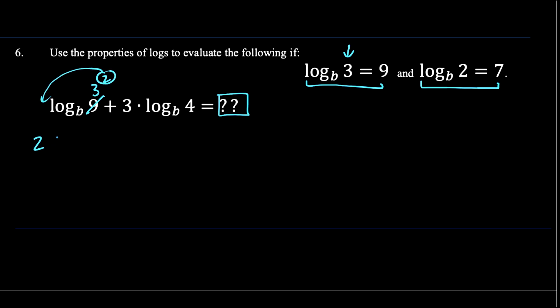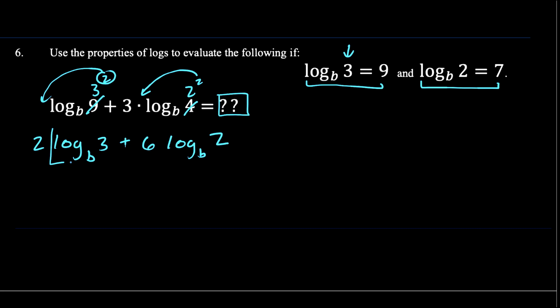So we'll have 2 log base b of 3. We know the answer to that. And then next up we have log base b of 4. We're going to do the exact same thing here. We write 4 as 2 squared, and that 2 can come out front. So it's going to be 3 times that 2. So we're going to have 6 log base b of 2.